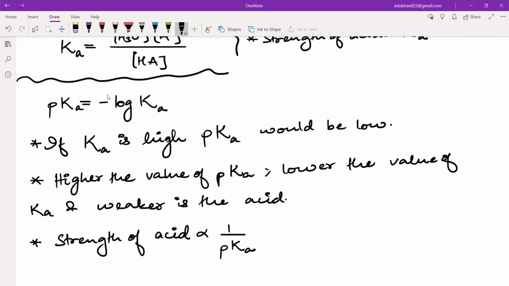Sir, what is P here? The same thing, na? Minus log. It is defined as the minus log of Ka. You are asking about P? Yes, sir.